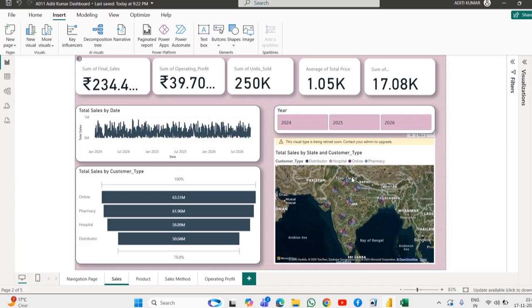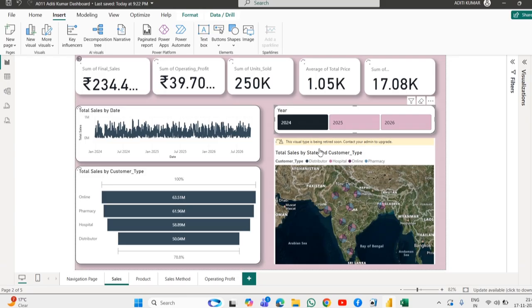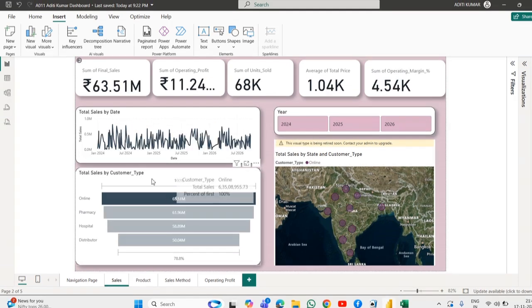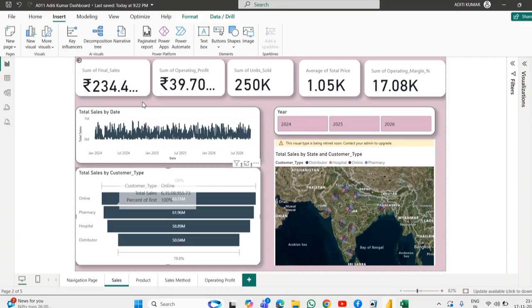For example, if I want to see the total sales in the year 2024, I'll just simply click on this, and there will be comprehensive data which tells me what the company gained in 2024 with this type of analysis. In the KPI cards, the sum of final sales is around 234.4 million. The sum of operating profit is around 39.7 million. The sum of total units sold is around 250k. The average of total price is around 1.05k, and the sum of operating margin is around 17.08k.